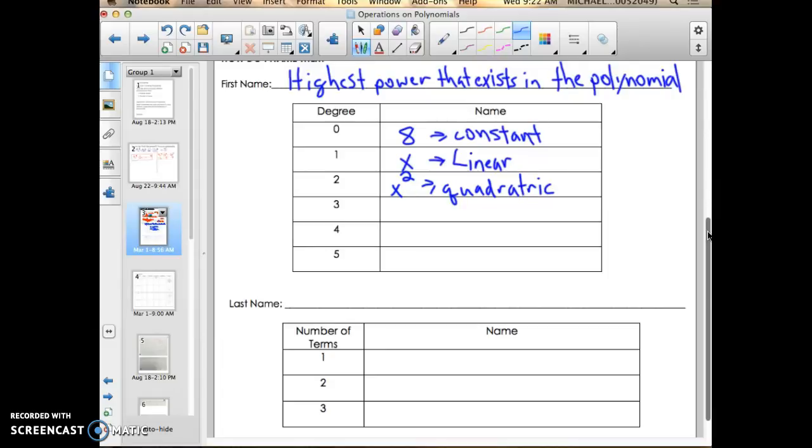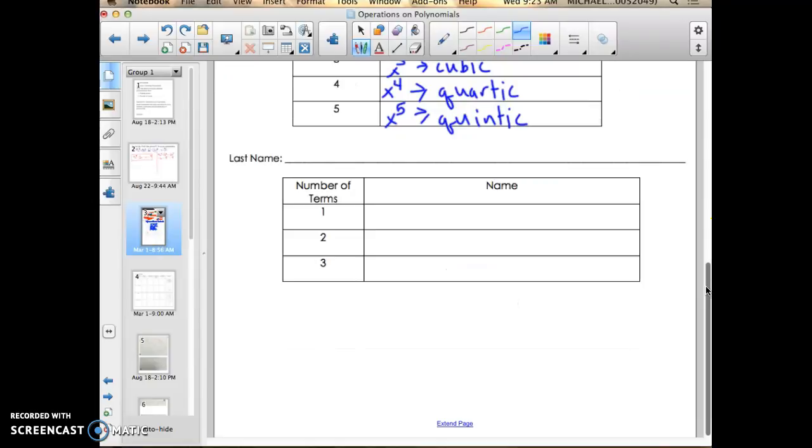Degree 3, x cubed, is called cubic. Degree 4, x to the 4th, is called quartic. And finally, the highest power we're probably going to be working with, degree 5, x to the 5th, for example, is called quintic. So the first name of the polynomial comes from the highest power that exists, or the degree. The last name comes from the number of terms that exist.